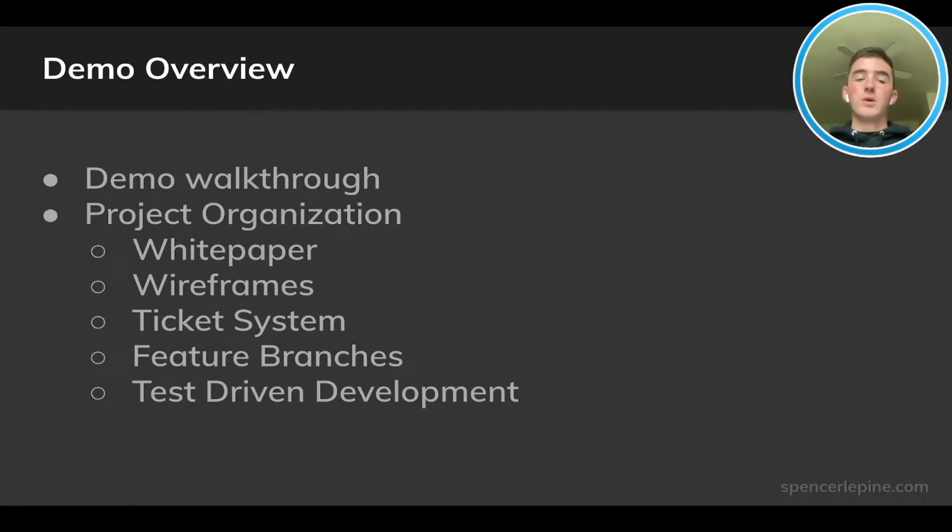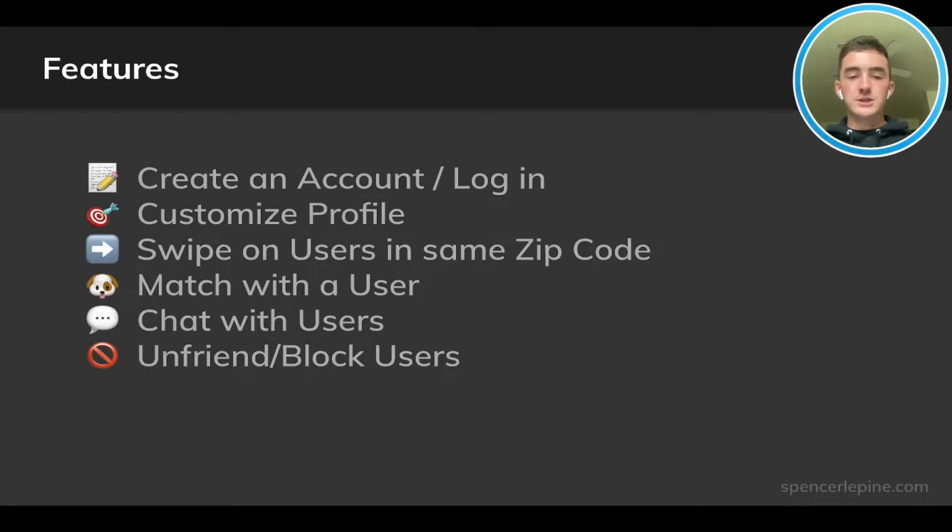So for the demo, we're going to do a live demonstration, and then I'm going to touch upon the white paper, wireframes I used, ticket system, and feature branches that I followed. So let's get started. For the demo, we have a couple features. We can create an account and log in. We can customize our profile, upload images, and then we can update preferences and join a zip code that we're near, and then swipe on users in the same zip code. If we make a match, we can chat with those users, and then if we don't want to talk to them, we can block or delete the chat.